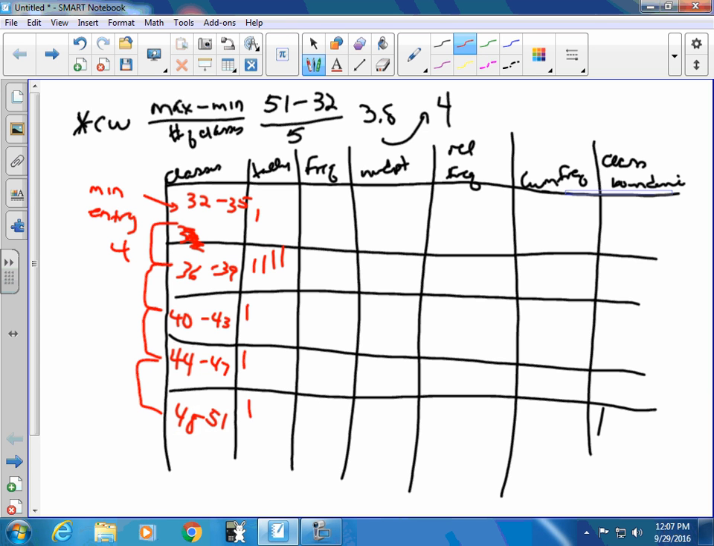And what do your frequencies have to add up to? It tells us this data set consists of pungencies in 24 peppers. So 24. Your frequencies have to add up to 24. If they don't, go back and do it again. Something went wrong.